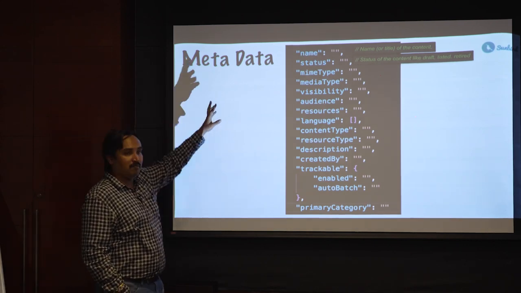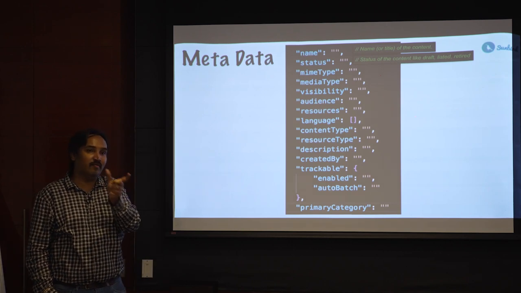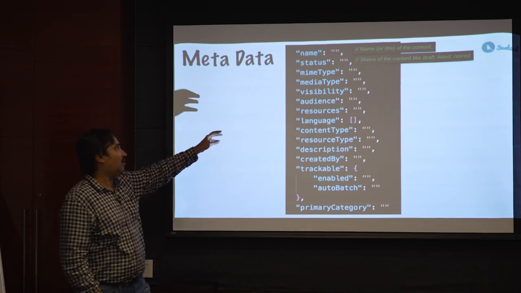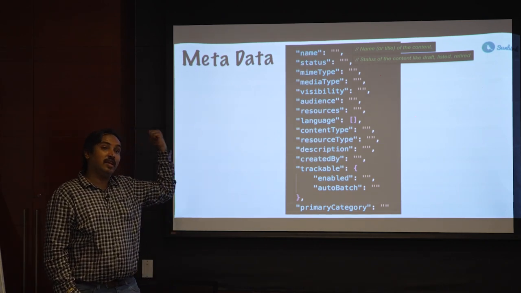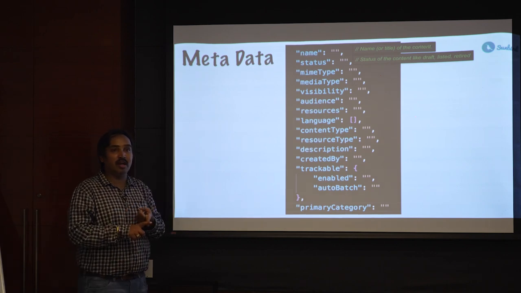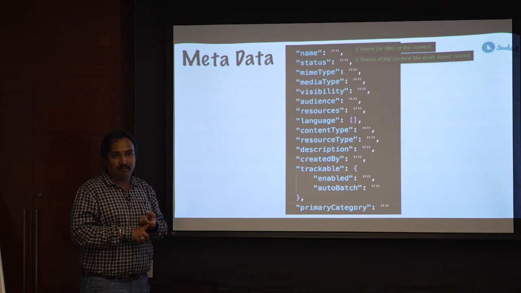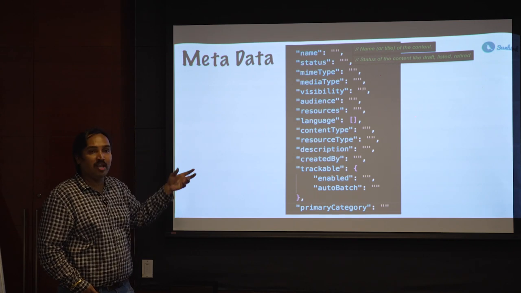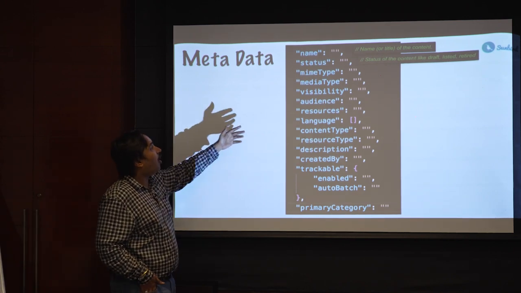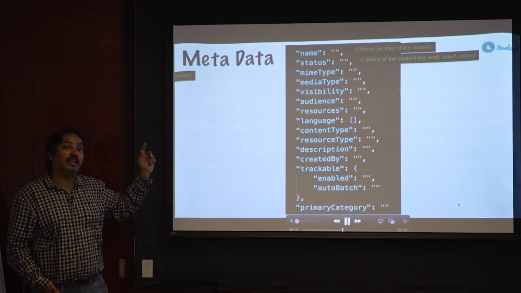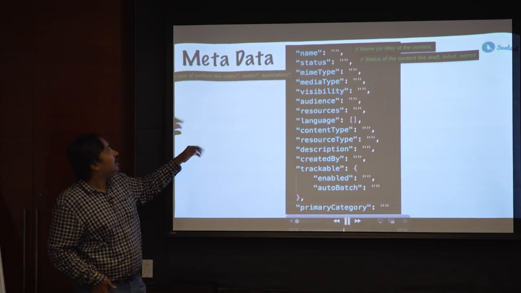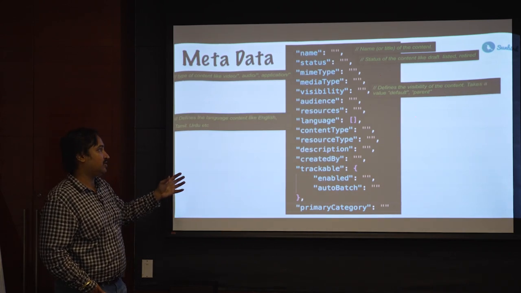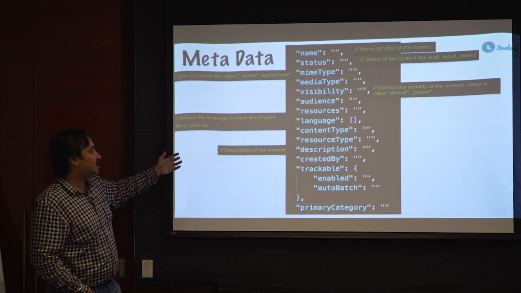The first one is the name. How do you identify it with the name? Is it lesson one of a textbook? Lesson one, biology, something of that sort. Then you have a status. The status is the life cycle that we spoke about in the previous one. Is it retired? Is it published? Is it a live draft? Then we have a media type. So basically, what kind of media type? Is it an MP4? Audience, the relevance of the content can also be tagged. It is also possible that this is only applicable for teachers, or only applicable for students. Then the description of the content.